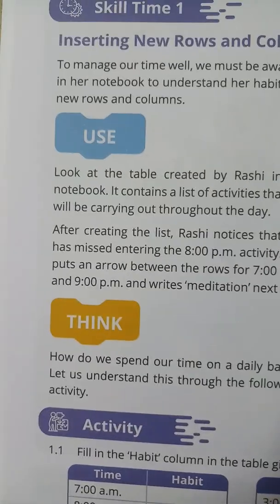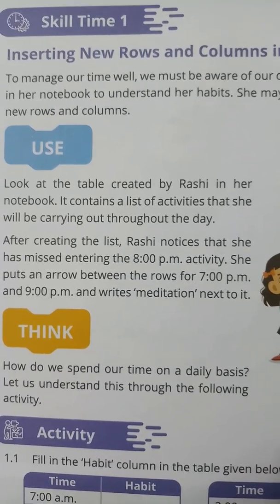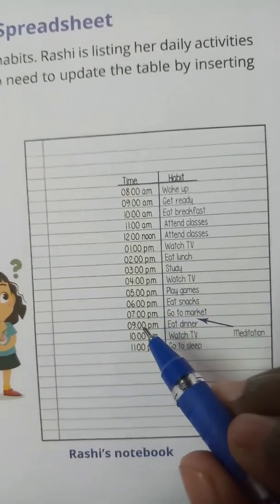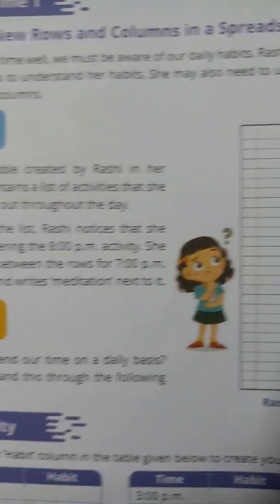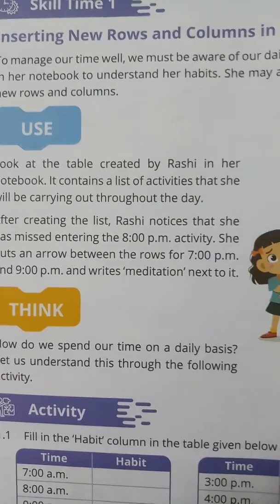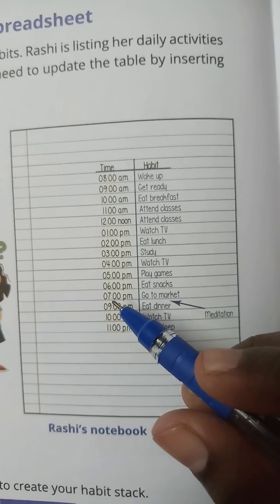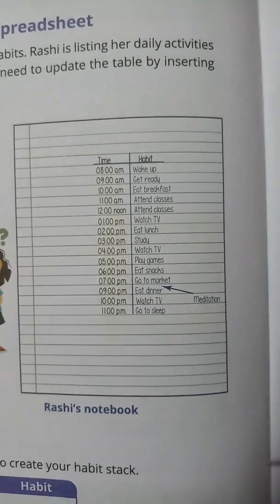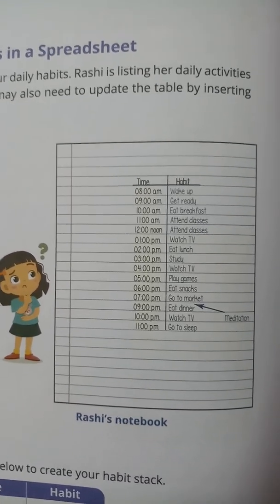After creating the list, Rashi noticed that she has missed entering 8 p.m. She missed writing 8 after she put 7, before 9. She put an arrow mark between the rows for 7 p.m. and 9 p.m. and wrote meditation next to it. So here she needs to write 8 p.m. and in habit she needs to write meditation. So we are going to help Rashi.